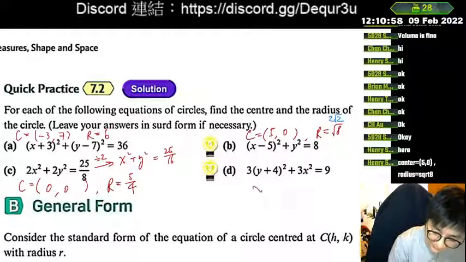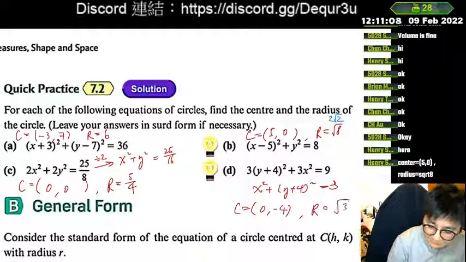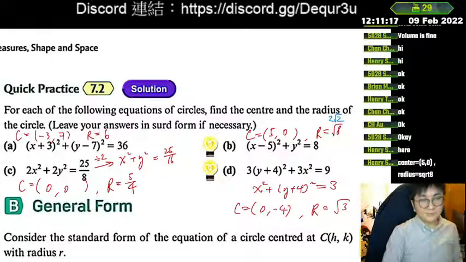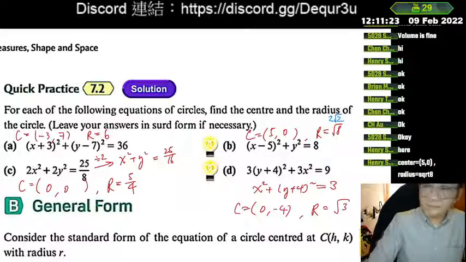Then we have x squared and then (y plus 4) squared equal to 3. And therefore, we can read the center radius now. The center will be (0, -4), while the radius will be square root of 3. Let me write the 3 more clearly. Okay, so this is the center radius form, or the center's form. This is mainly what I want to talk about for today.